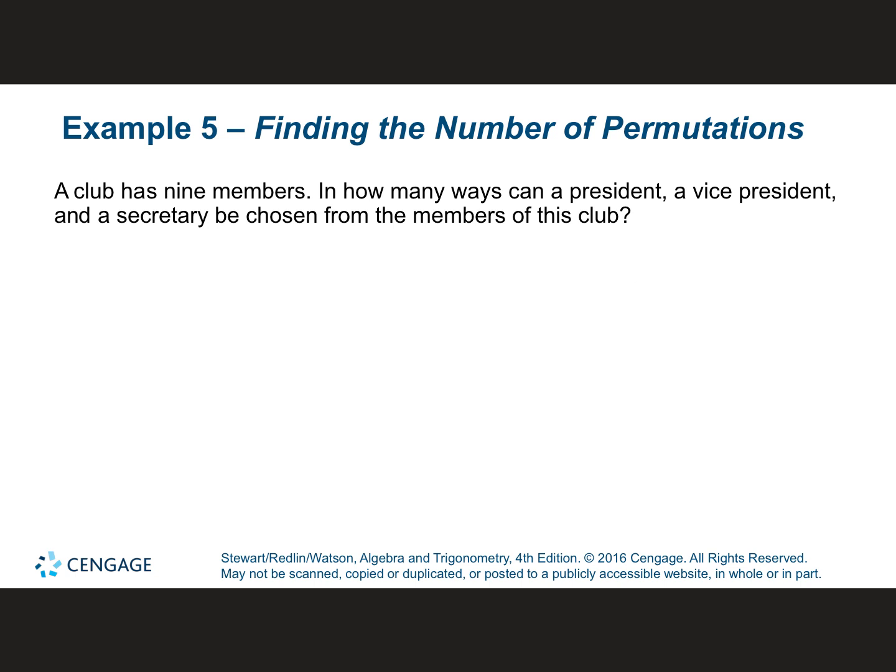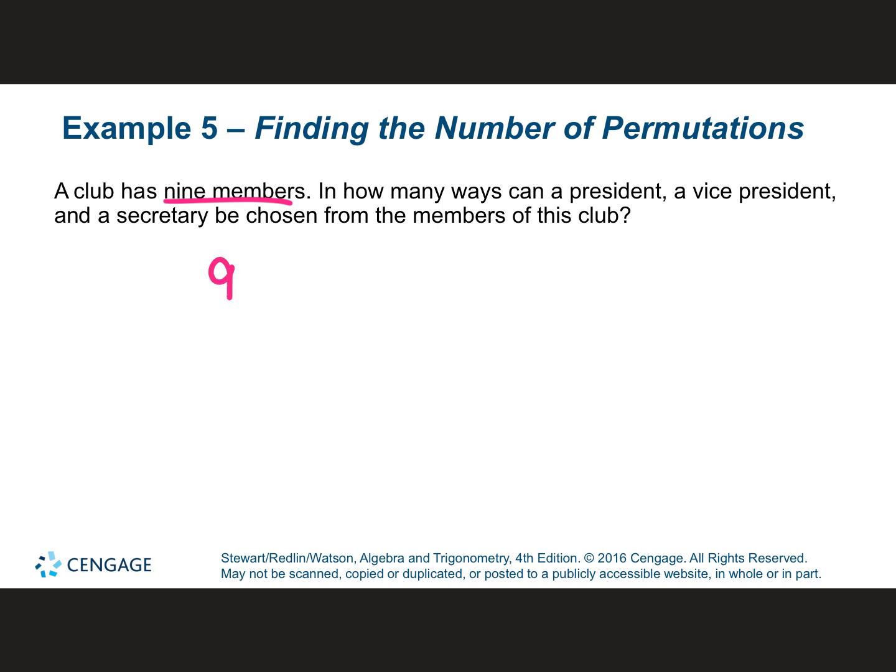With your next example, it tells you that a club has 9 members. So you're going to start with 9 members. In how many ways can a president, a vice president, and a secretary be chosen from the members of this club? So if you are starting with 9 members, out of those 9 members, how many of them can be president? 9 of them.